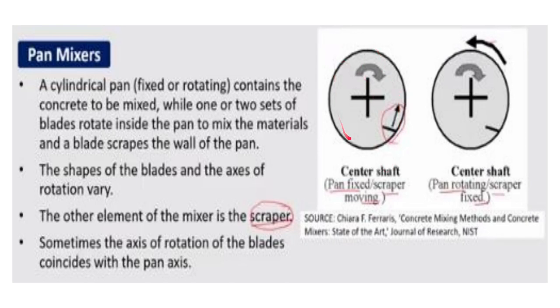So if you see in this case, it is a center shaft, okay, where the pan is fixed. So this is fixed, not rotating, whereas the scraper is moving, okay. So that is this case. In the second case, if we will see, it is also a center shaft. It is present in the center, but the pan is rotating here, whereas the scraper is not rotating. So there are two types as discussed.